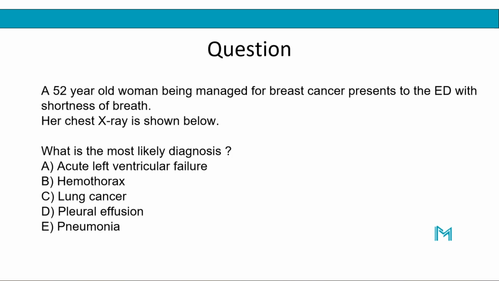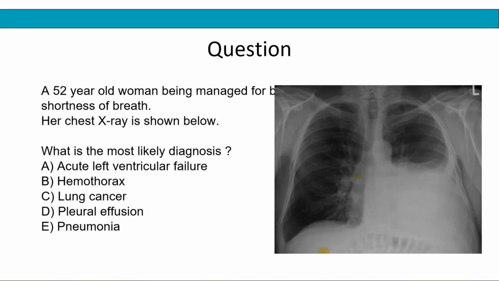So today's question says a 52-year-old woman being managed for breast cancer presents to the emergency department with shortness of breath, and a chest x-ray is shown below. So this is a chest x-ray, and the question is, what is the most likely diagnosis? A, acute left ventricular failure. B, hemothorax. C, lung cancer. D, pleural effusion. And E, pneumonia.